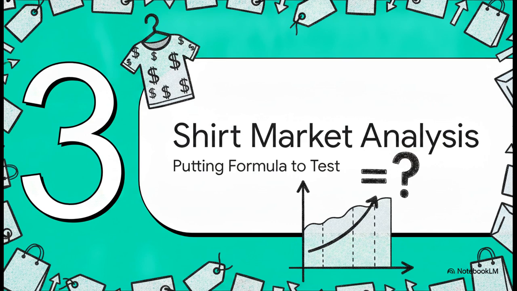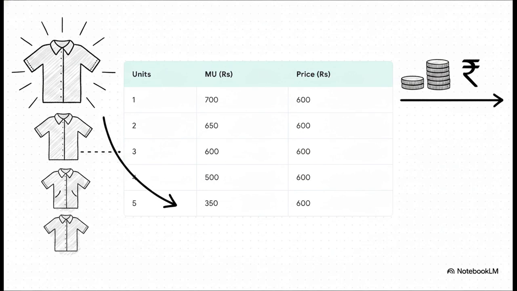All right, Section 3, the shirt market analysis. Putting the formula to the test. Pure theory is great and all, but let's take this math to the mall and see how it actually works in retail. Imagine you're out buying shirts, and the prevailing market price is locked completely flat at 600 rupees. It doesn't change whether you buy 1 shirt or 5. Now, track your marginal utility. For that very first shirt, your satisfaction is sky high at 700 rupees worth of utility. For the second one, it drops a bit to 650. By the third, it hits exactly 600.